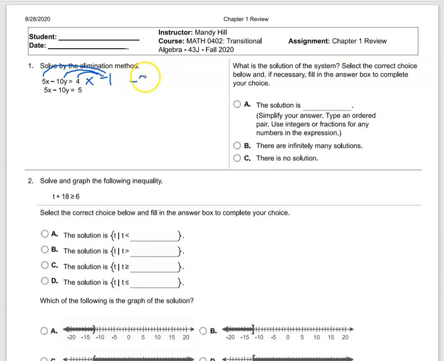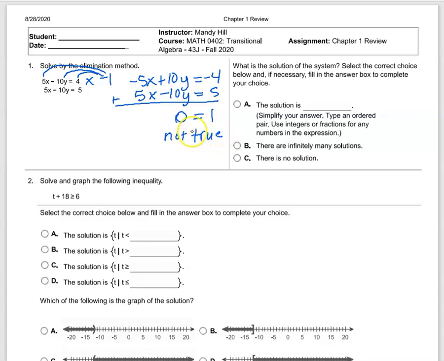So that's going to give me -5x plus 10y is equal to -4. And then we've got 5x minus 10y is equal to 5. Well, when we add those together, this is going to cancel out, turn into 0. This is going to turn into 0. And so we've got 0 equals -4 plus 5, which is 1. And this is not true. Okay, and so we talked about what would happen if this happens, and that means there is no solution.